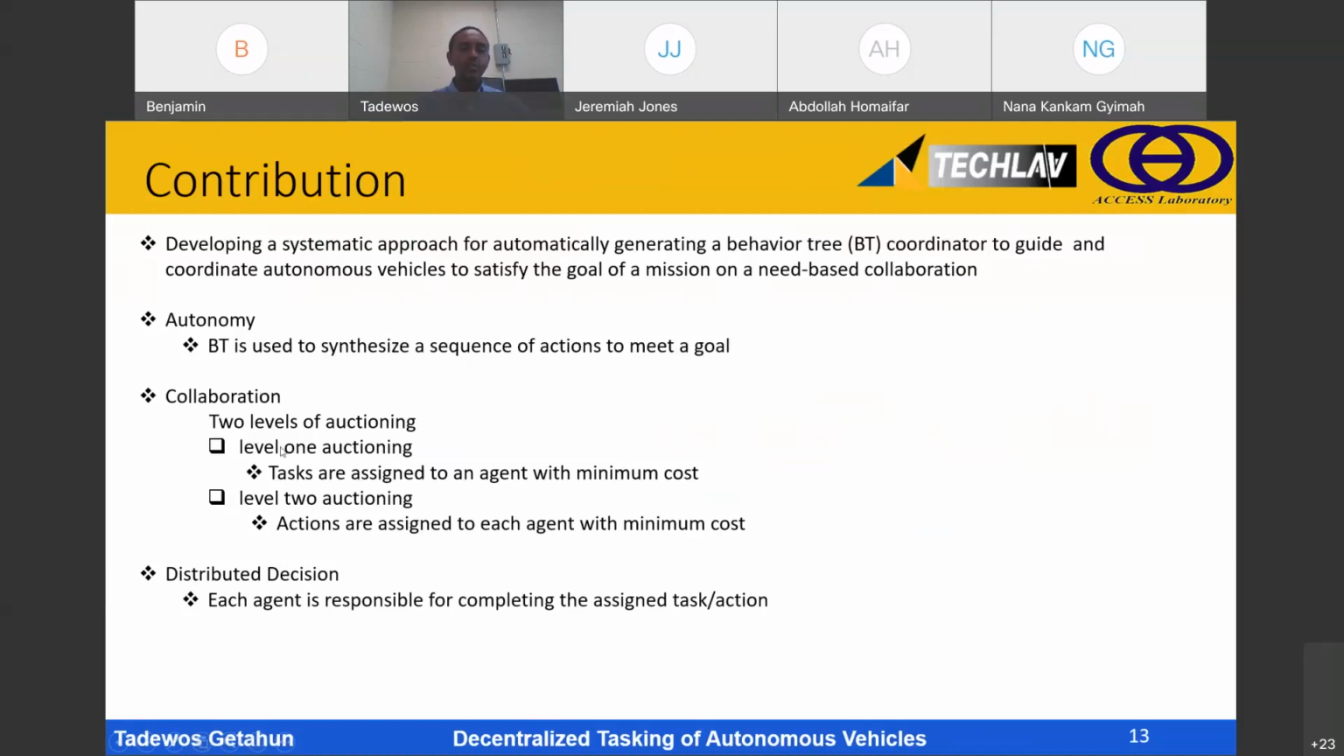Collaboration, we have 2 types of collaboration, level 1 and level 2. Level 1 is for the entire task, and level 2 is for a single action. A task can have multiple actions. So if an agent can do all the actions by itself, it doesn't have to perform level 2 auctioning. But if it can perform only some of the actions, because it has to delegate the rest of the actions to other agents, it has to perform level 2 auctioning. For distributed decision making, each agent is responsible for the task, or for the action, that is assigned to that agent.